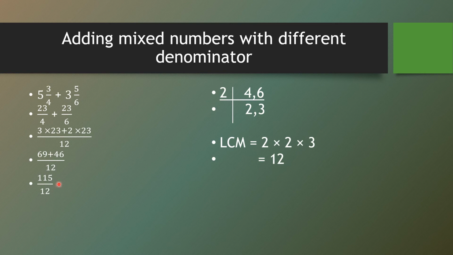Now because it is improper, we should convert this into a mixed number also. So what do we need to do? We need to divide 115 by 12. So we will divide it and try to do it orally. 12 nines are 108. So 9 will be our whole number. And when we subtract 108 from 115, we will get 7. So 7, which is our remainder, is our numerator also. So 9 and 7 by 12. Try to do it orally. It is mental maths.